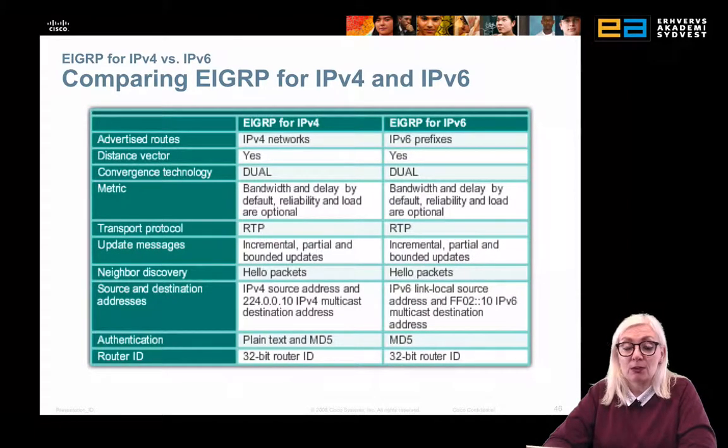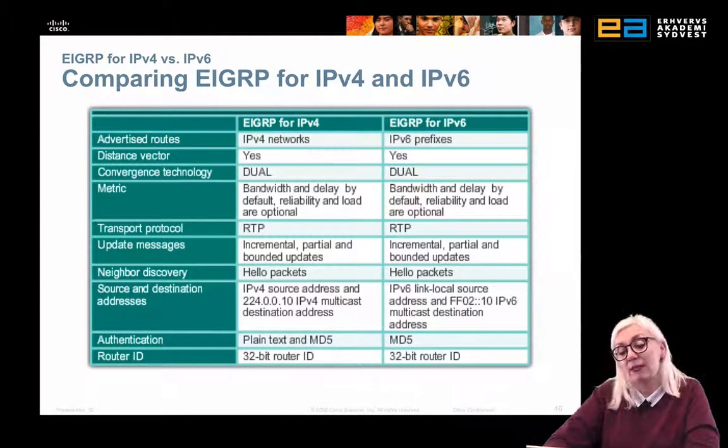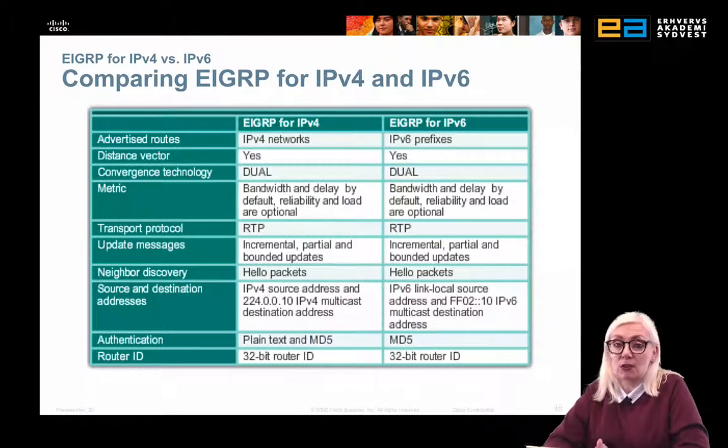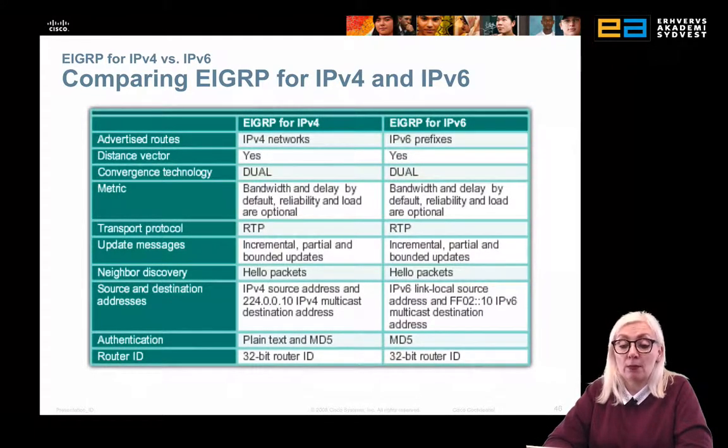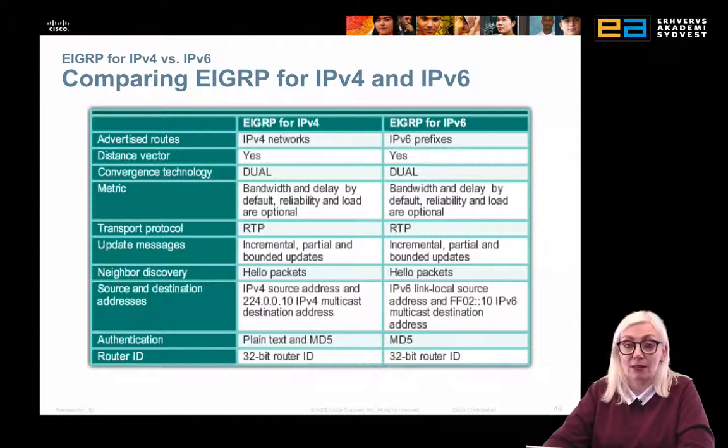And it uses the hello packets to send to their neighbors. And they use source and destination addresses, so when they send updates, both of them use a multicast address, a specified one for IPv4 and for IPv6. The only little difference here is the authentication. In IPv6 we have to use the MD5 algorithm for that. We can also use plain text authentication in IPv4. And the router ID is, for both of these two, a 32-bit ID.